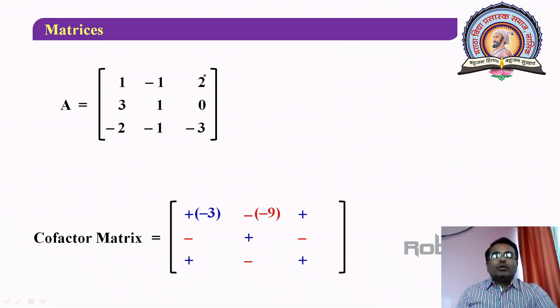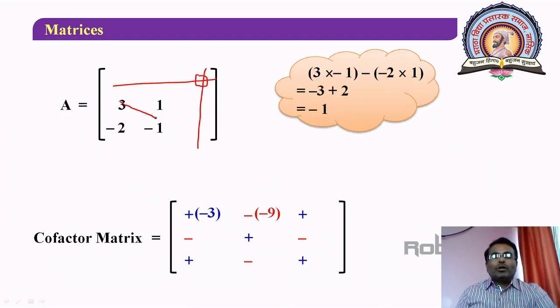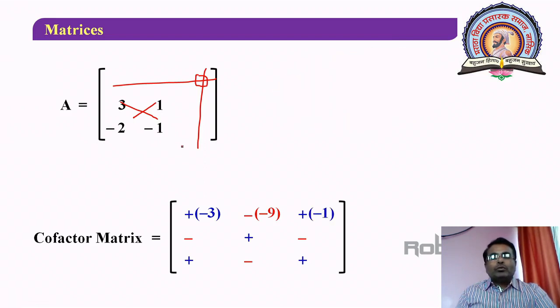In the next, you have to obtain the minor of this, and for that you have to delete this row and this column. So you will observe that this appears. Now the product of these two minus the product of these two. So 3 into minus 1 minus minus 2 into 1. So it is minus 3 plus 2, it is minus 1, and therefore you will get minus 1 here at this 1/3 position. In this manner you can obtain the remaining minors, and those written here along with the proper signs will give you the cofactor matrix.